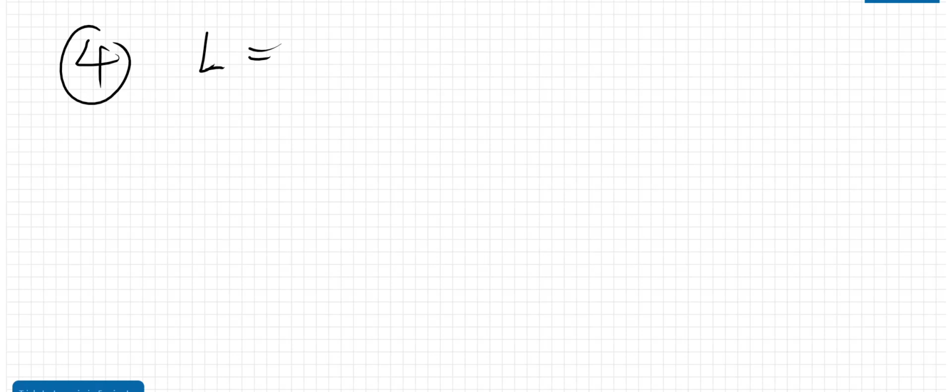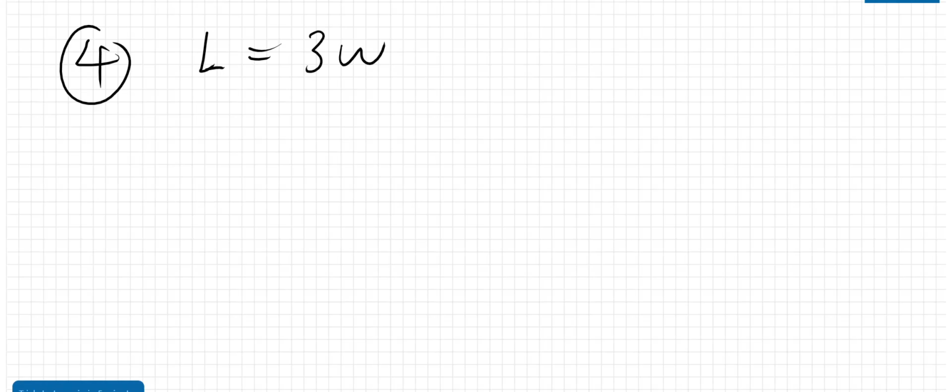So length, L for length, is equal to 3 times its width. How do I write that? 3 times its width, so 3W. So I've worked out what L is. L is 3W. They've also told us in the question that the perimeter is 56 meters. So the other thing I can do is have P is equal to 56 meters.